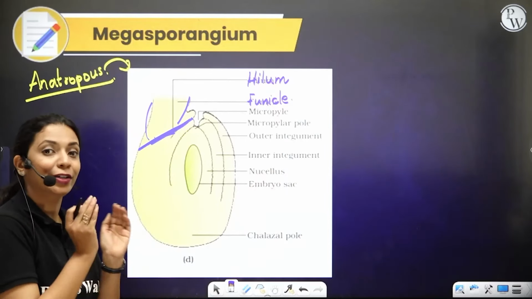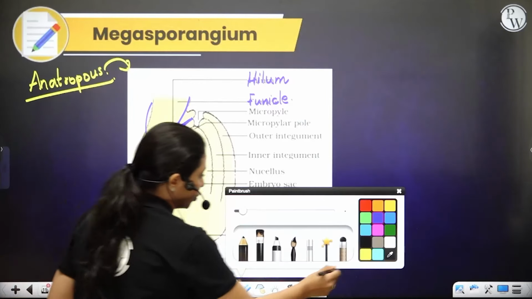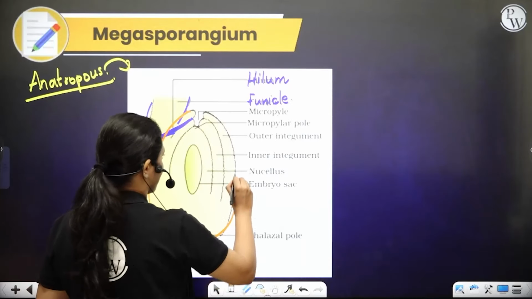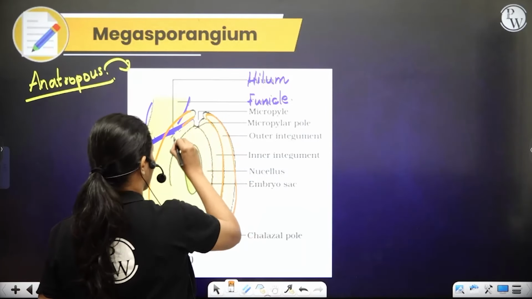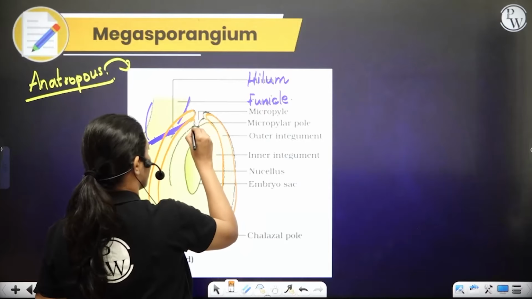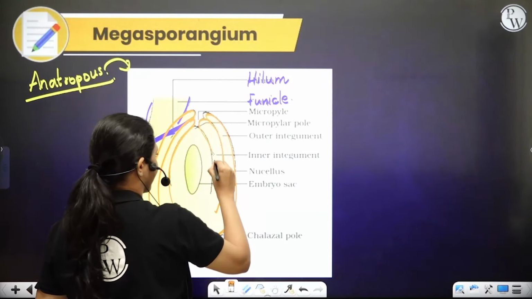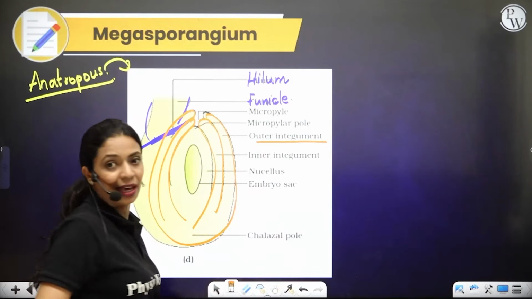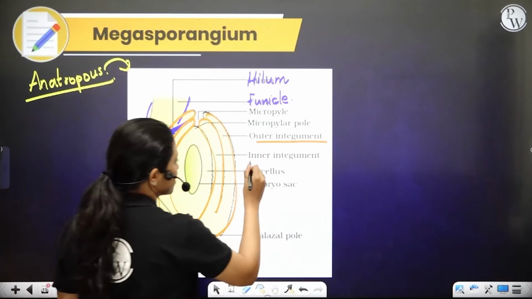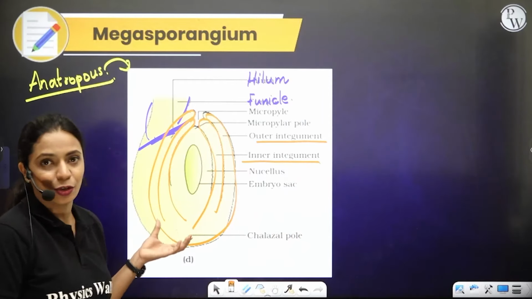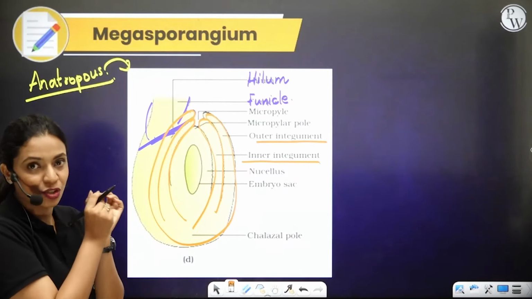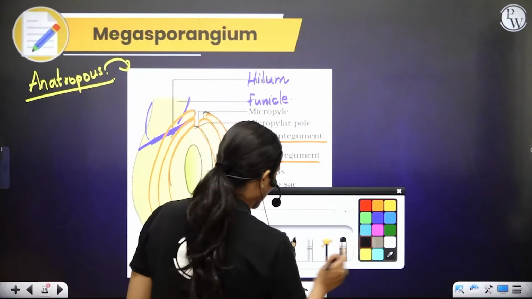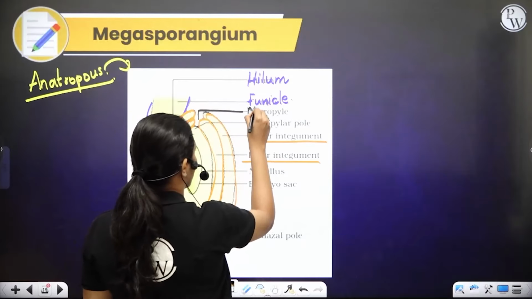Ovules are covered by two protective coverings which we call the integuments. See, here you have one integument. This is the first covering. Inside that, you have the second integument. The integument towards the outside is called the outer integument, and the integument that is present towards the inside is called the inner integument. These integuments do not fully cover the ovule. There is a region where it is uncovered or a small pore is present. That pore is called the micropyle.